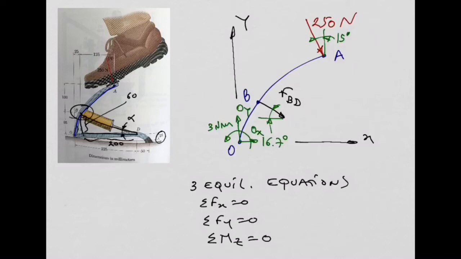And now let's count the number of unknowns that I have. I have FBD, okay? I have OX, and I have OY. That's it. 3 unknowns, OX, OY, FBD. So 3 unknowns for 3 equilibrium equations. It means this free body diagram will give me the solution for this problem. If for some reason you don't have enough equilibrium equations, it means you need to do another free body diagram. Okay?